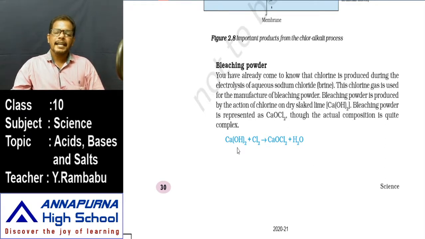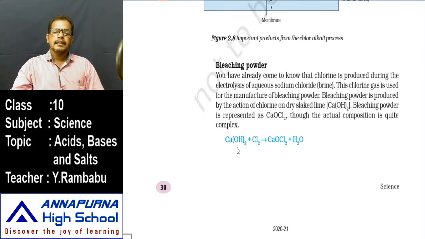When water is added to this calcium oxide, the dry lime, then what is formed? Quick lime or wet lime is formed. This quick lime or wet lime is called calcium hydroxide, and it is also called slaked lime.